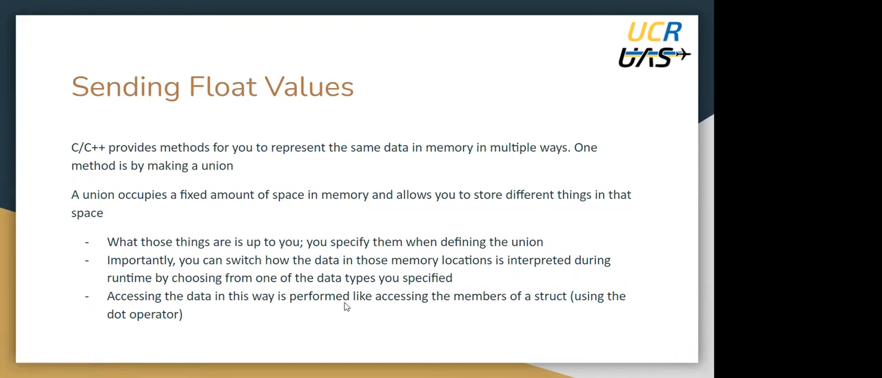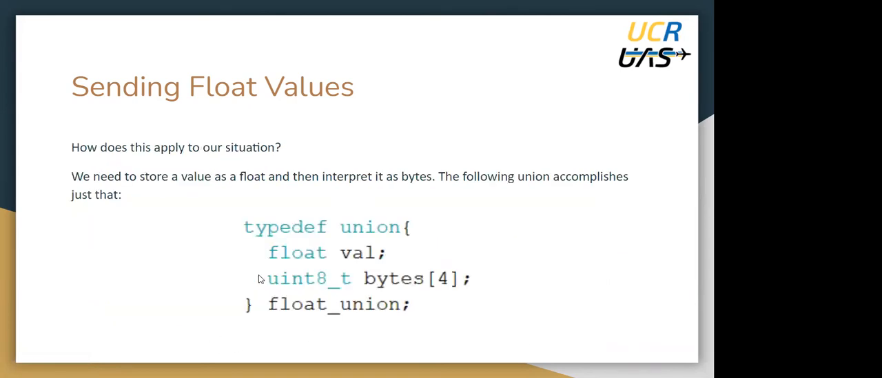Accessing the data in this way is performed like accessing the members of a struct, so you would use the dot operator. So how does this apply to our situation? We need to store a value as a float and then interpret it as bytes, and the following union accomplishes that.